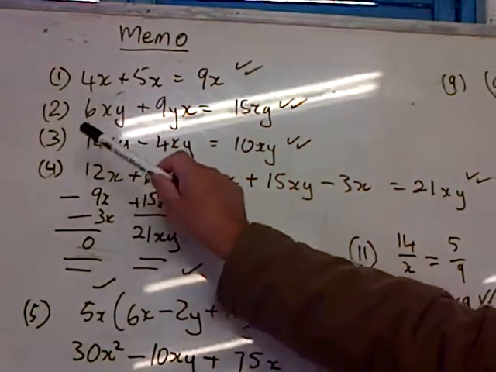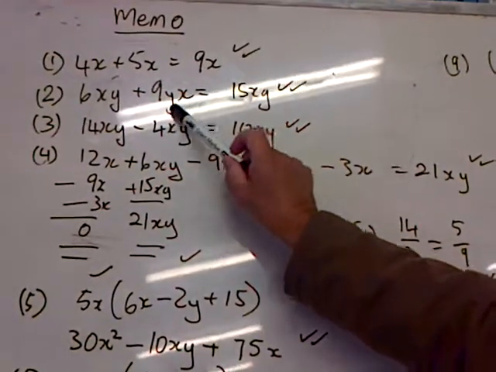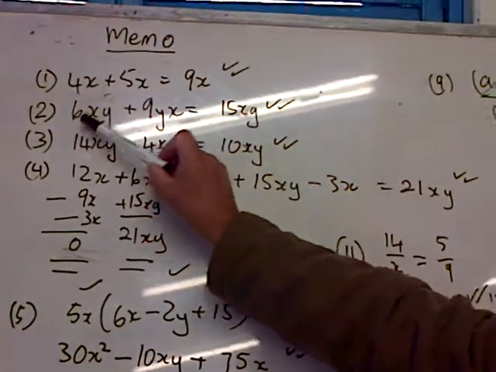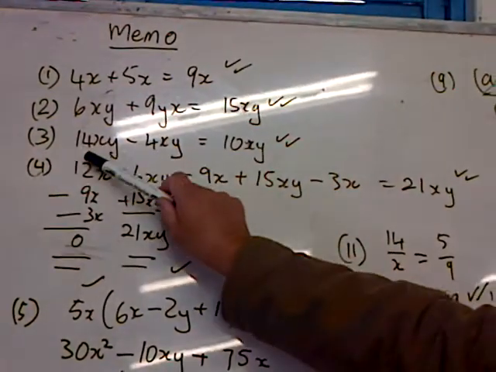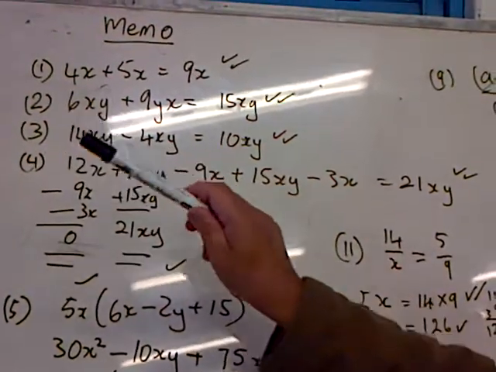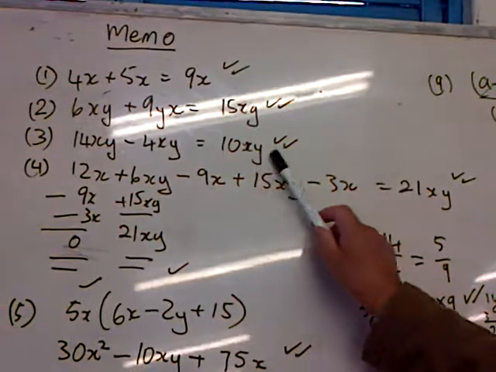You must make sure that xy and yx are exactly the same. X times y and y times x is the same thing. So it's 15xy. That's 14xy minus 4. 4 from 14 is 10xy.